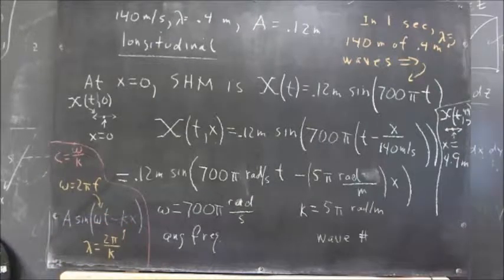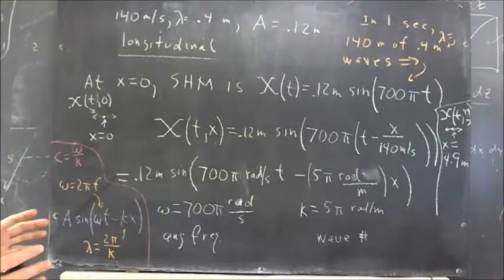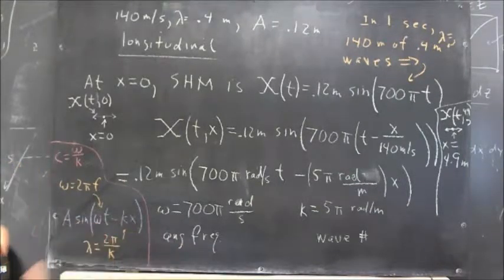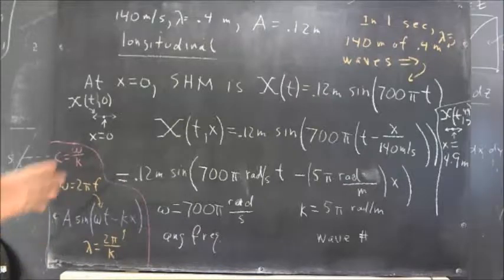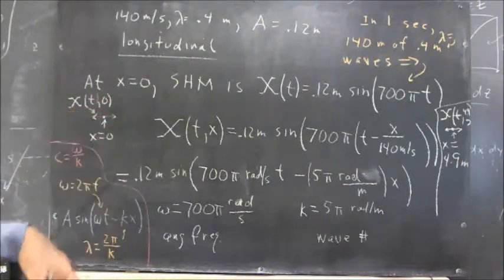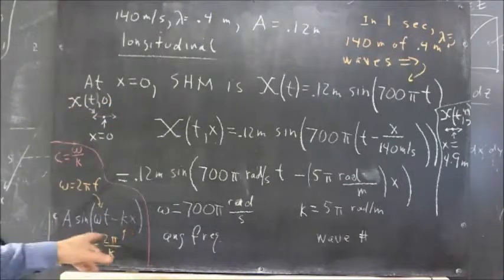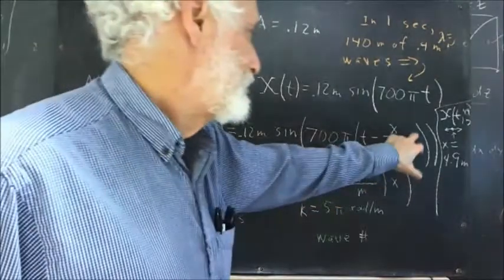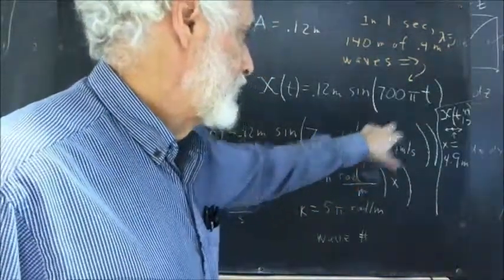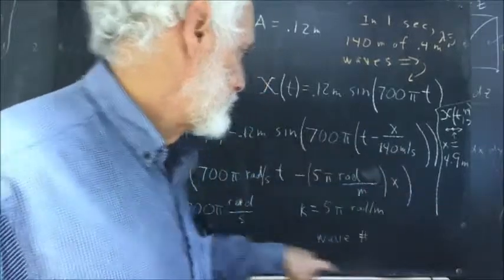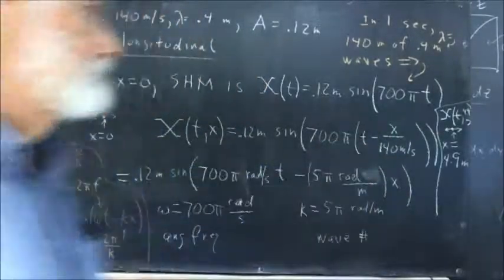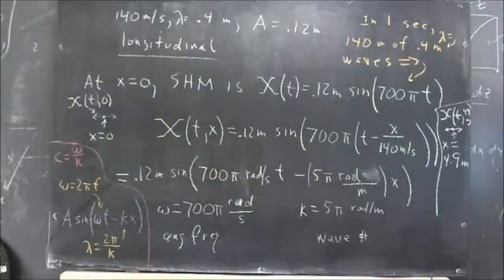And again, the wave propagates because of the progressive translation of the disturbance, of the wave disturbance, due to the way the t is replaced by t minus x over 140 meters per second, and that gives you the 140 meter per second propagation in a way that we talked about previously.